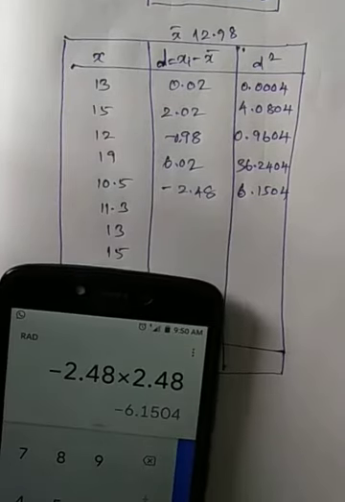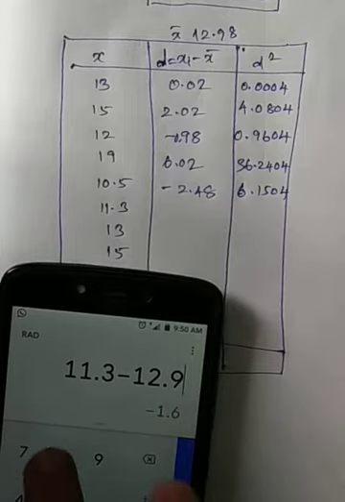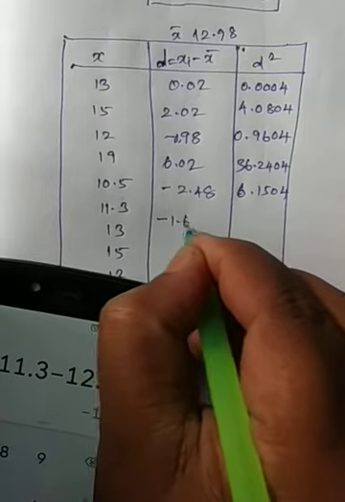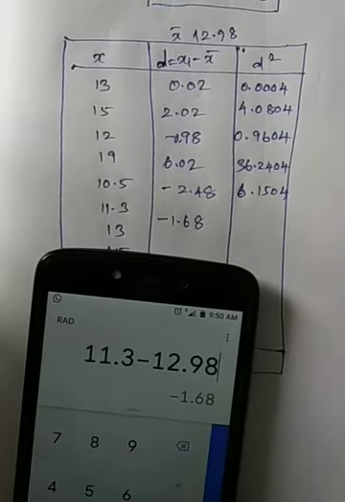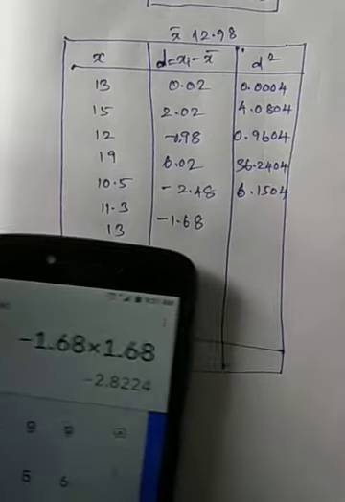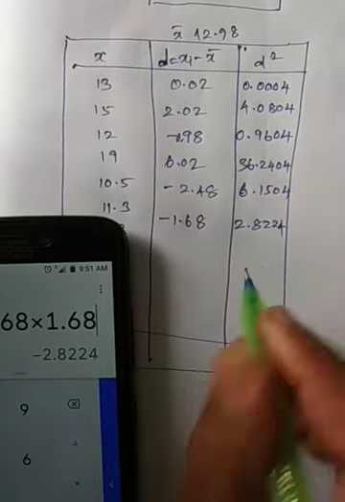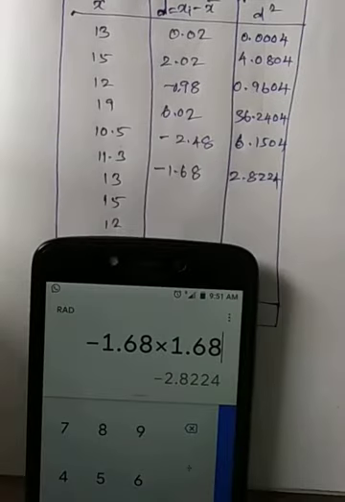Next is 11.3 minus 12.98, because x bar is 12.98. So here minus 1.68 is there. Again I will multiply by 1.68. What are you getting? 2.8224. Minus you leave it because minus into minus, plus will come. So that's the value.